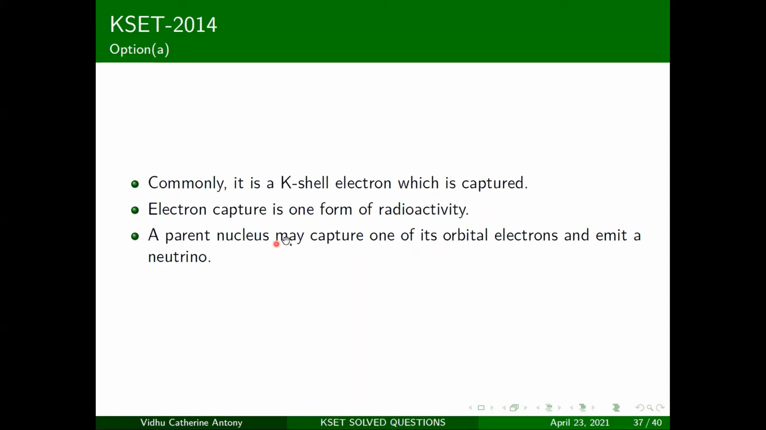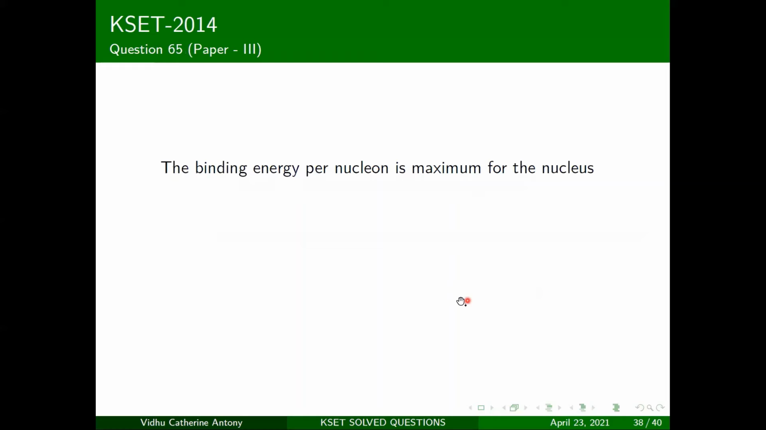Next one that we have is a parent nucleus. Okay, yeah. So the next point here is basically a parent nucleus captures one of its orbital electrons and emits a neutrino. The easiest one to catch and the most common one to catch is your K shell because it's closer to the nucleus and the energy required is much lesser compared to the outer shell electrons. The next one that we have is binding energy per nucleon is maximum for the nucleus.